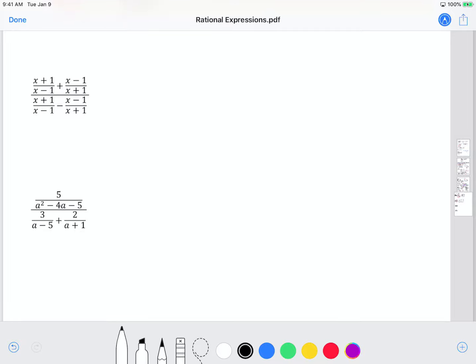Okay, the next fraction, I have 4 mini fractions: 1, 2, 3, 4, all contained in this one big fraction. If you look at all the mini fractions, my denominators are x minus 1 and x plus 1. So I'm going to multiply this big mass on the top and the bottom by x plus 1 and x minus 1. I have to do the same thing on the top and the bottom.